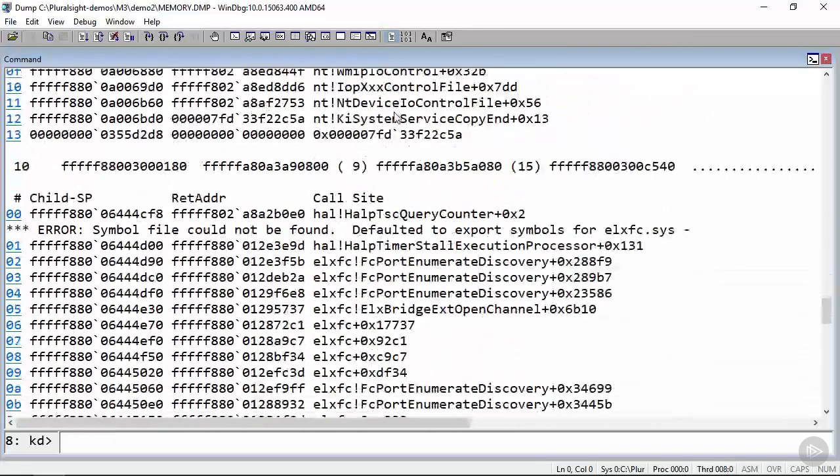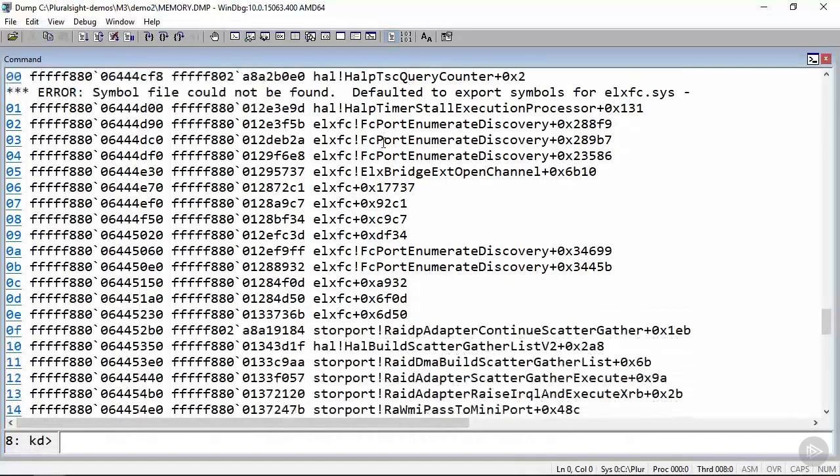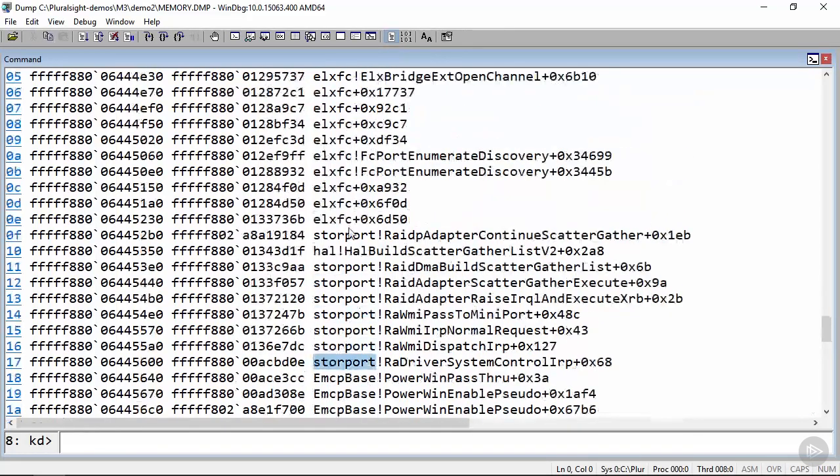So let's continue to look at the different CPUs. Here's CPU 10. Oh, this one's different. So let's scroll down to the bottom of its stack where it's executing a system service. Same thing, it gets the EMC driver involved, gets store port involved. Store port hands it off to the ELXFC.